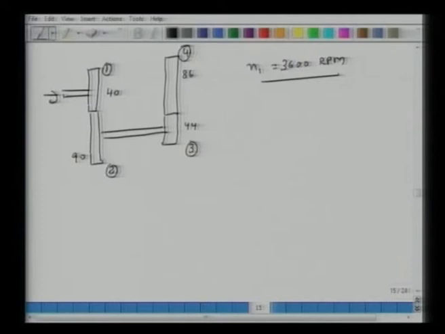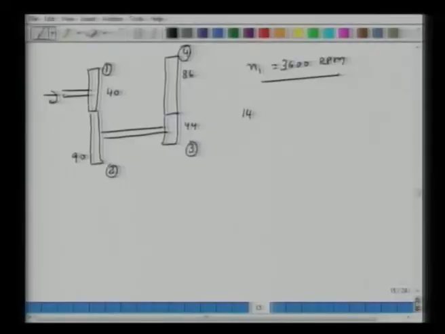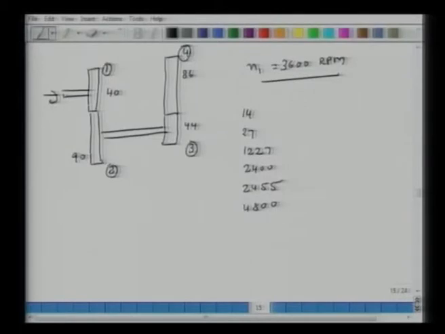Now, when this gear train runs, it's generating some noise. So I measure the noise signal, I plot it on a graph sheet, and I find that there are peaks at different frequencies. So my peaks are at 14 hertz, 27 hertz, 1227 hertz, 2400 hertz, 2455 hertz, 4800 hertz. So the question for the engineer, in this case you, is: given this gear train, can I develop some sort of a hypothesis about how this sound is getting emitted? What are the sources of this sound? Assuming this gear train is the only source of the noise in the room.